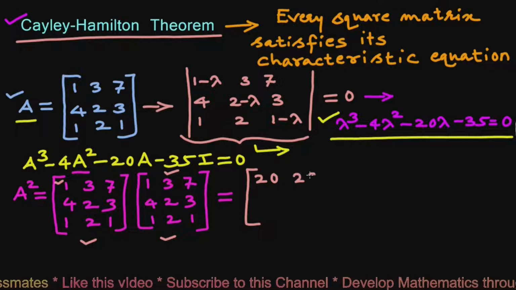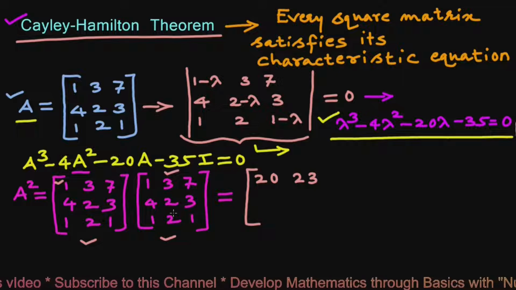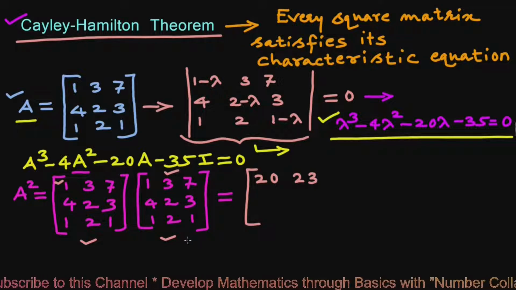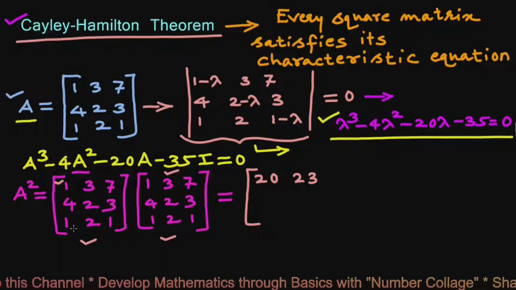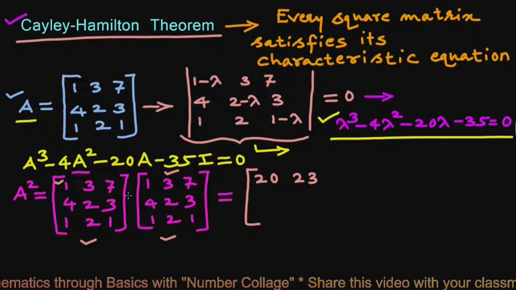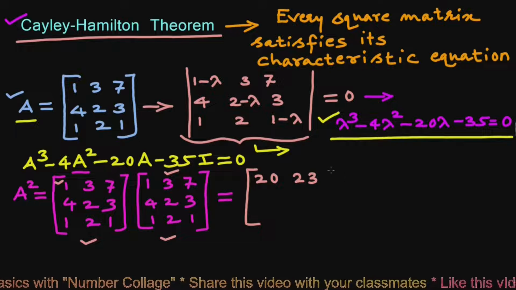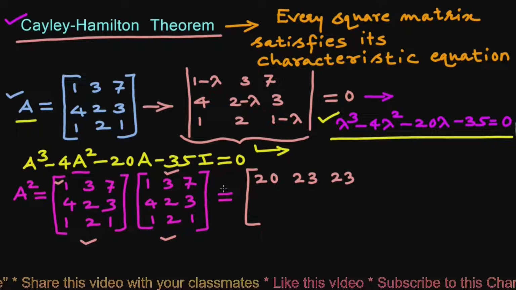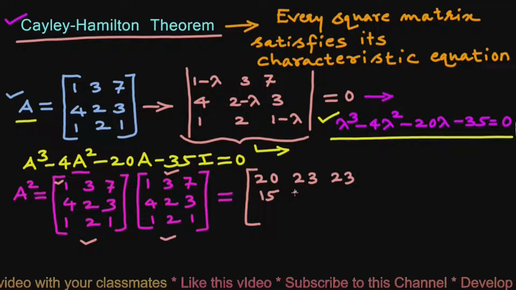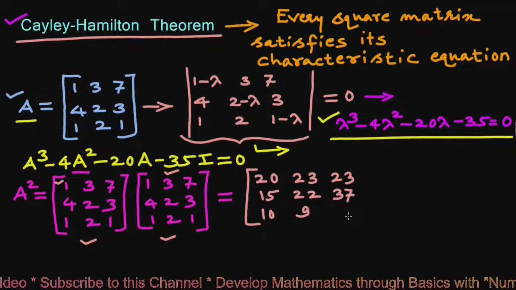That will be 23. We follow the same process of multiplying the columns of the post factor by the rows of the prefactors and adding them together to get the elements of the matrix A square. So the third element of the first row will be 23. The second row will be 15, 22, 37. Third row will be 10, 9, 14.